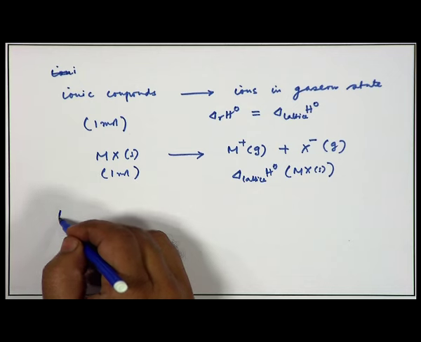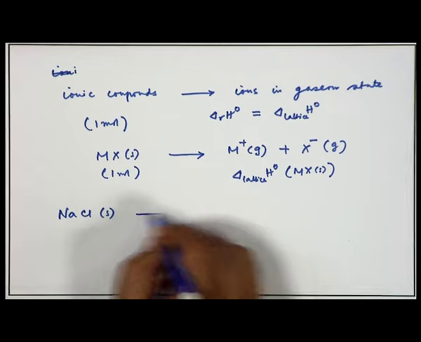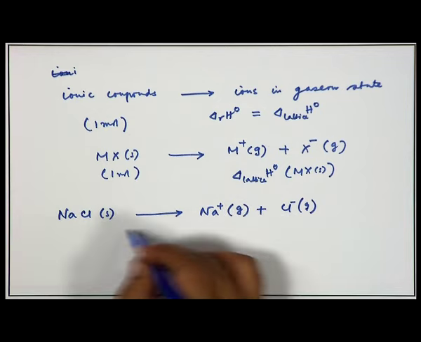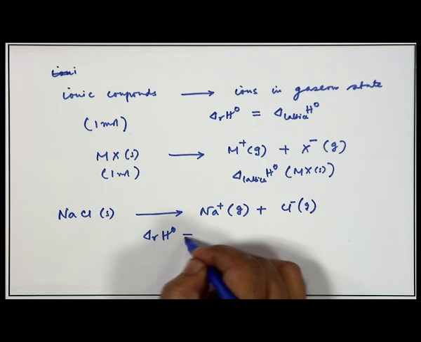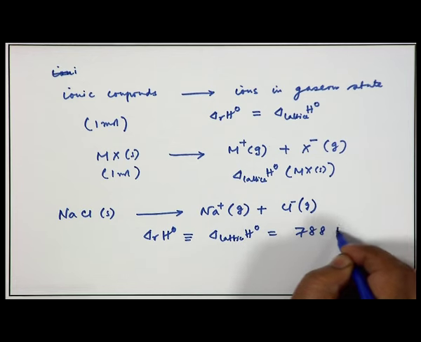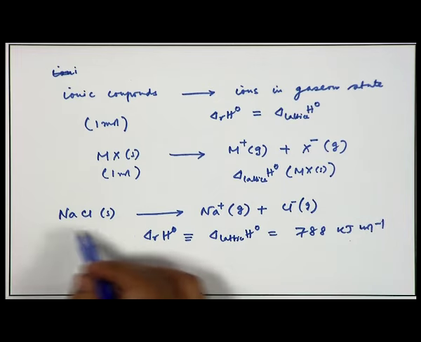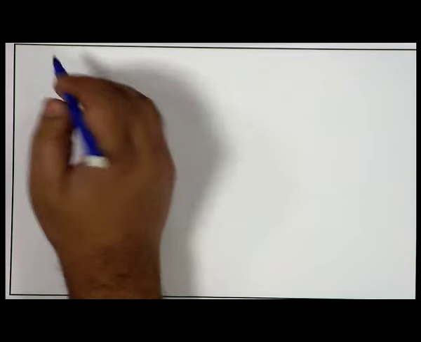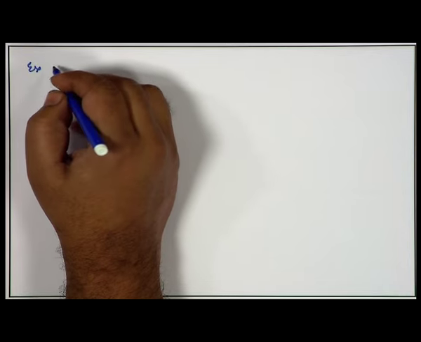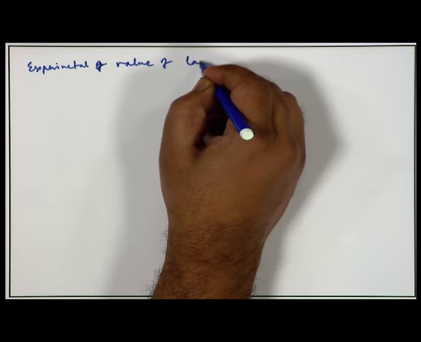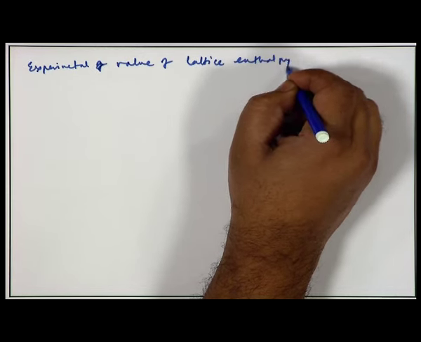So, for example, we can take NaCl solid going to Na plus in gaseous state plus chloride in gaseous state. Delta R H for this reaction is the lattice enthalpy for NaCl. Now, we cannot get this directly, but we can get the experimental value of lattice enthalpy.